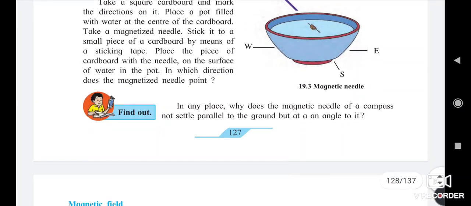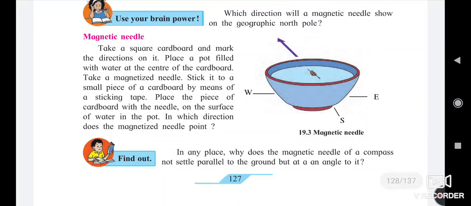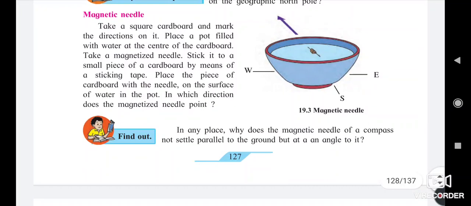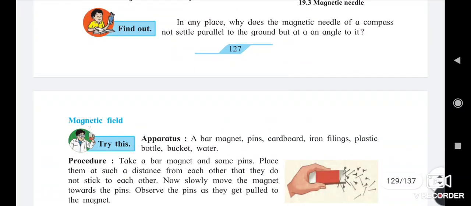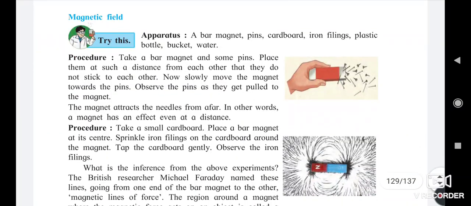If we take a magnetic needle, place it on cardboard and mark it, we will see that the magnetized needle always remains in the north and south directions. This magnetic force also has its own area, which is called a magnetic field.